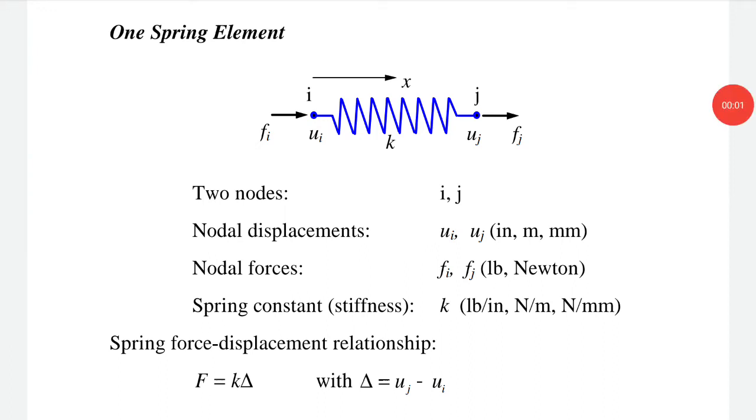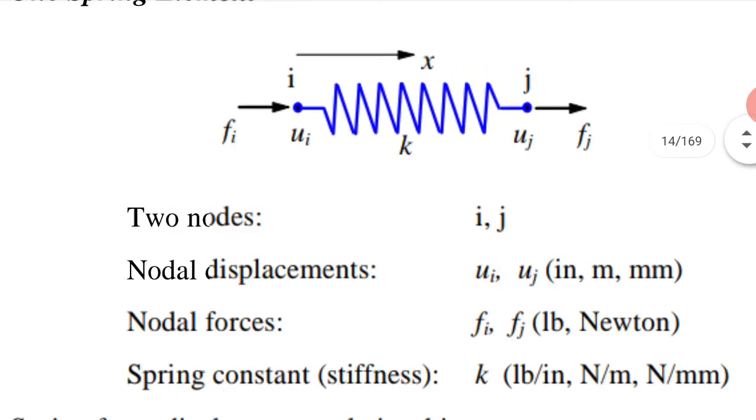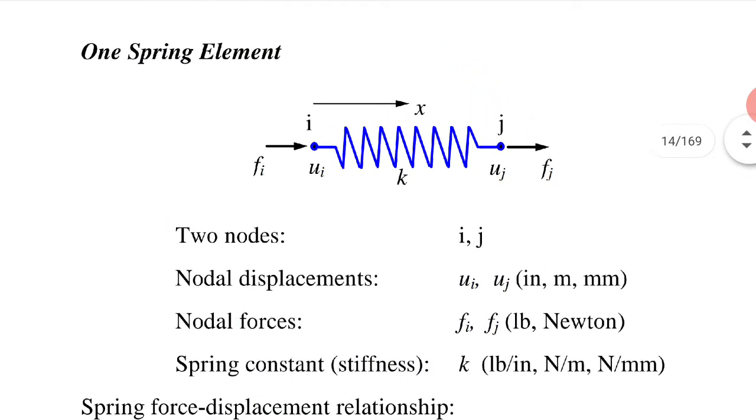Hello friends, in this lecture we are going to see the analysis of one dimensional spring element. So here we have a simple spring element in the diagram. It has two nodes as it is a one dimensional element, one is i and another is j. The corresponding displacements are ui and uj, and the corresponding forces are Fi and Fj.